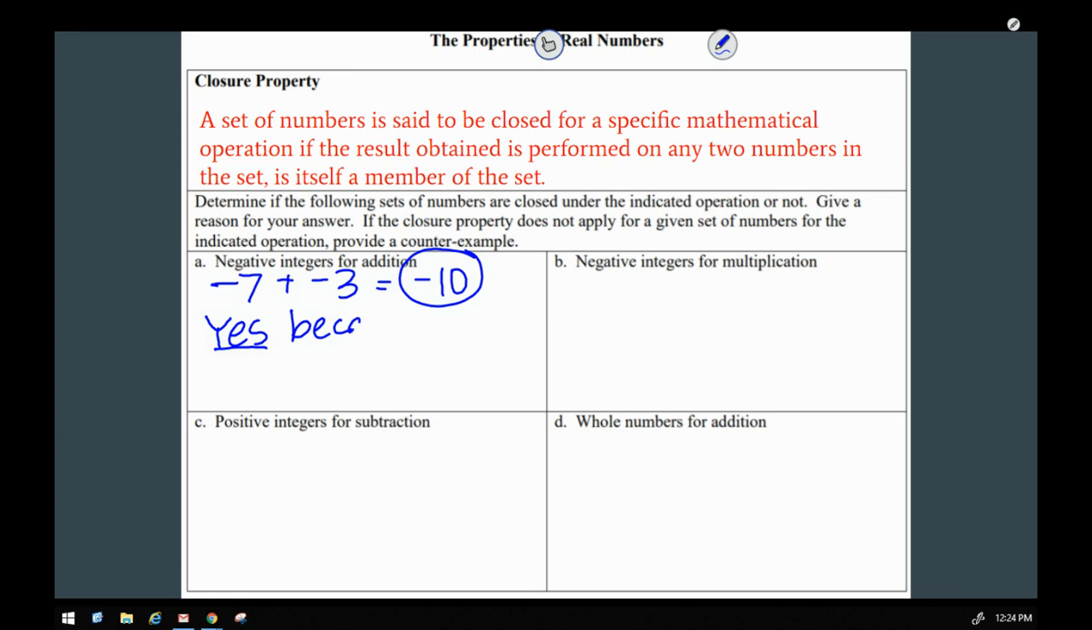Because any two negative numbers added will give you another negative number.